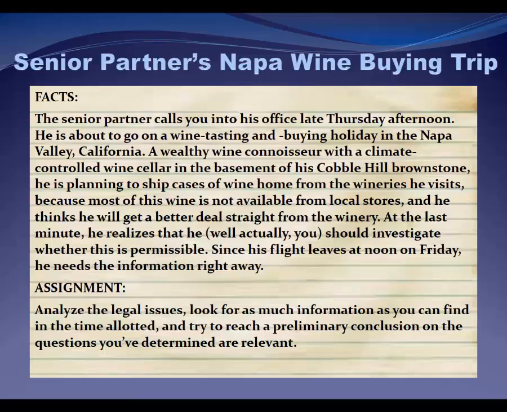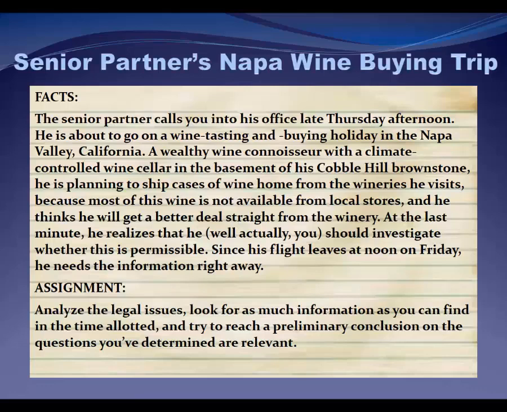It suddenly occurs to him at the last minute, and it always does seem to occur to the partners at the last minute, that he wants to ship them home, but he's not sure it's legal. That is, are private individuals even allowed to ship wine across state lines? He's concerned because he vaguely remembers something about some case or some statute that said he either could or could not ship the wine. He can't remember the details, so he tells you that you should take a look at the issue and give him some legal guidance before he leaves for his trip.